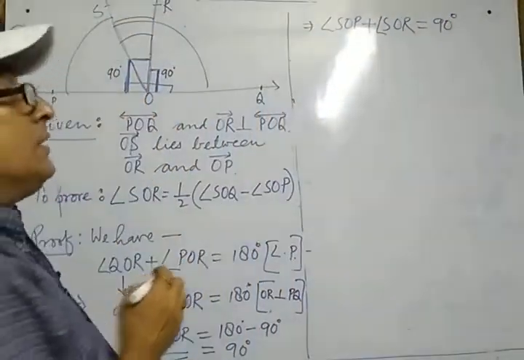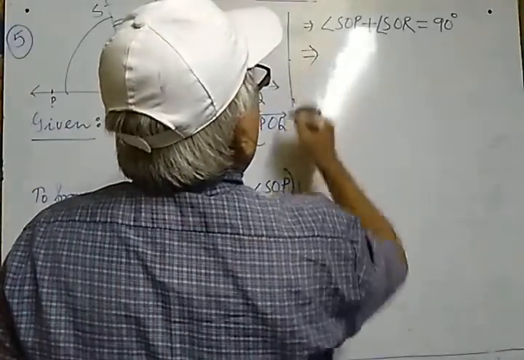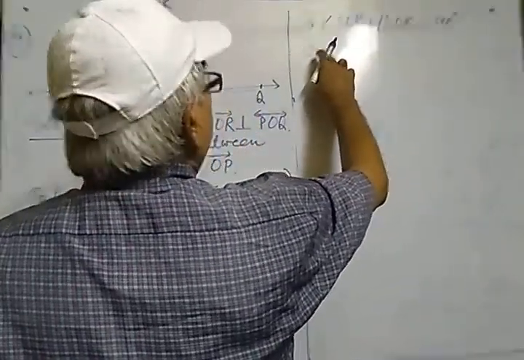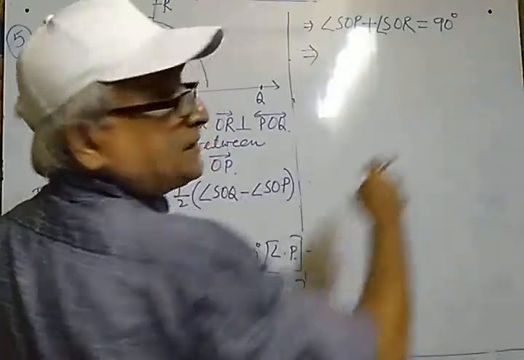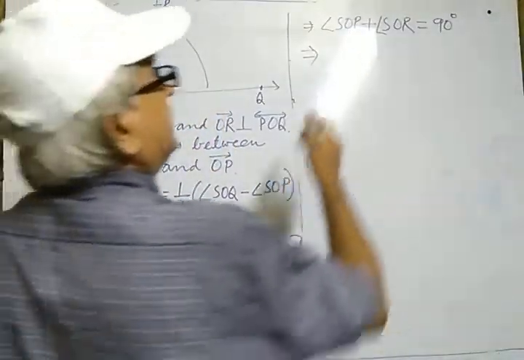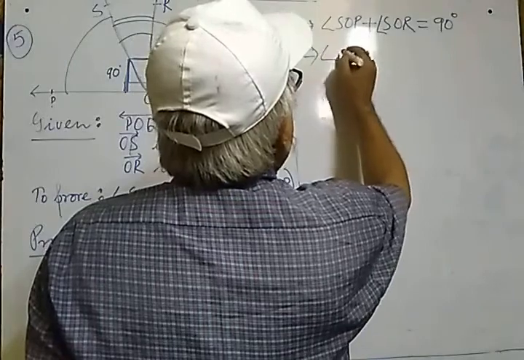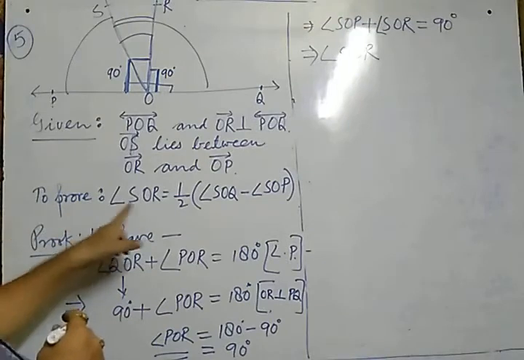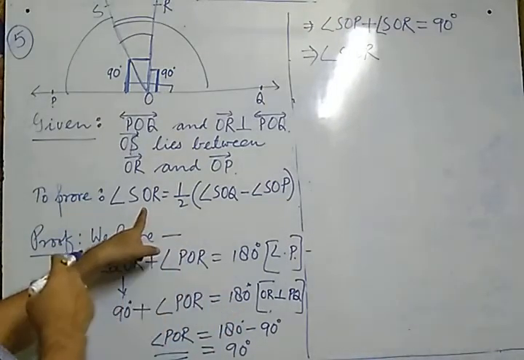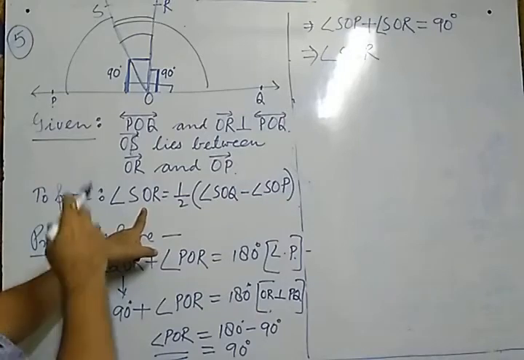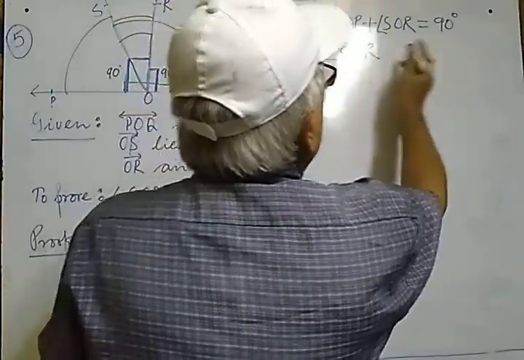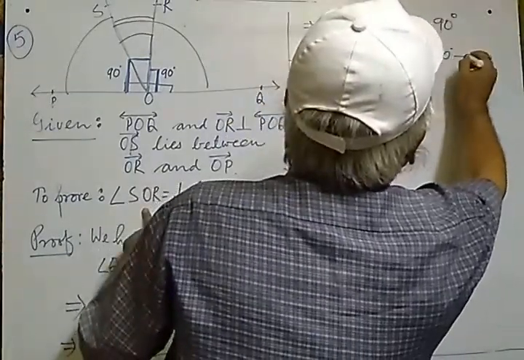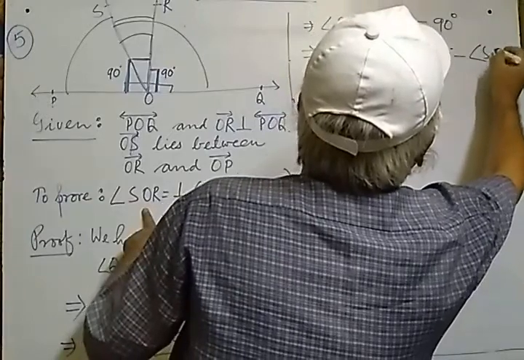Am I correct here? Now this SOR will be noted down in the left hand side, and this will be transposed to that side because we require it. So what can be noted down? Angle SOR, because we are required here in the verification. SOR will be kept in the left hand side, and that is equal to 90 degree, and this will be transposed to that side. So that will be minus angle SOP.